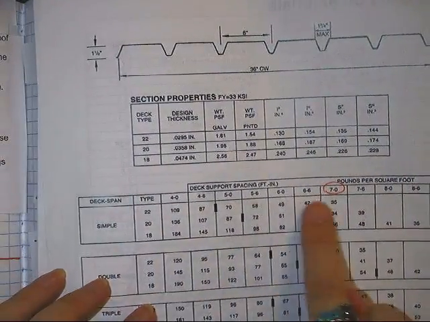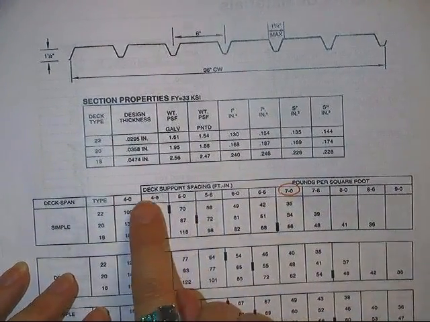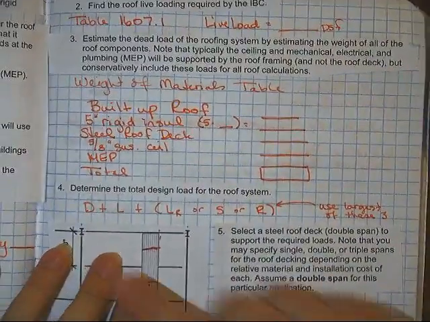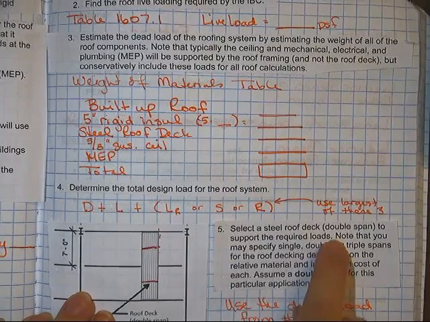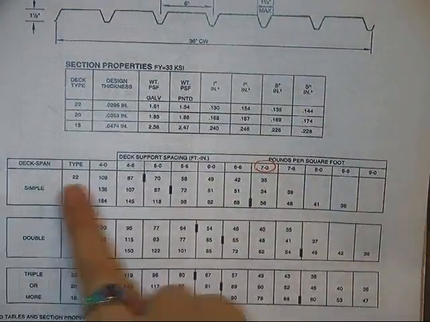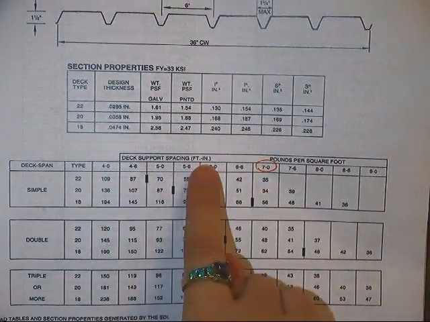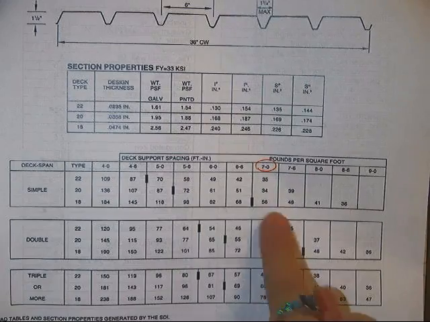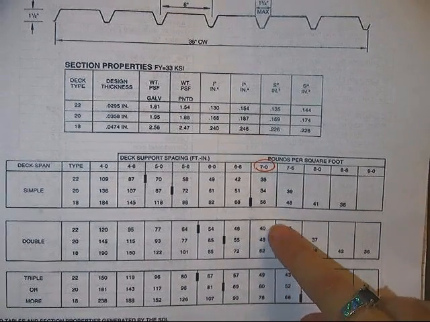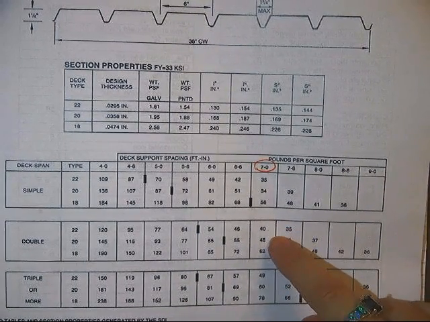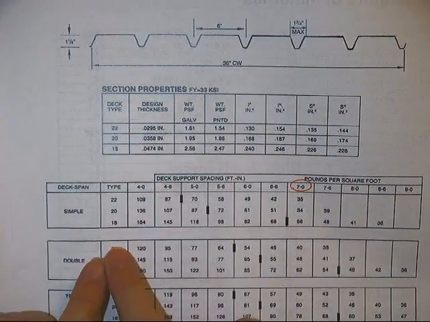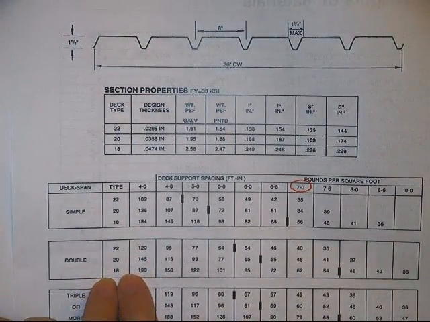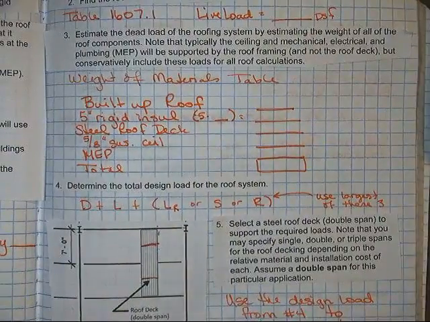I need to look up what size of span I have. Well, this says it's got a 7-foot span right there, and it told us to use a double span. So we go over to 7-foot spacing and then go down to the double span. So I need to pick one of these three, whichever one is just larger than what we found in question number 4. And that'll tell us if we've got a type 22, 20, or 18 that we're going to use. Write down the type you're going to use here.